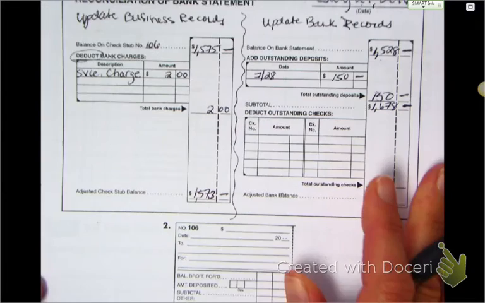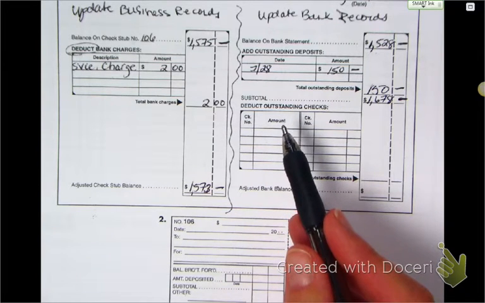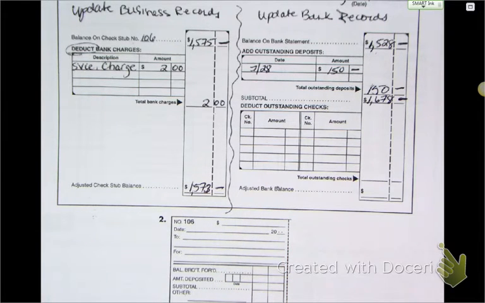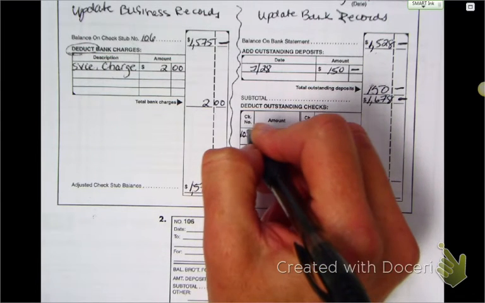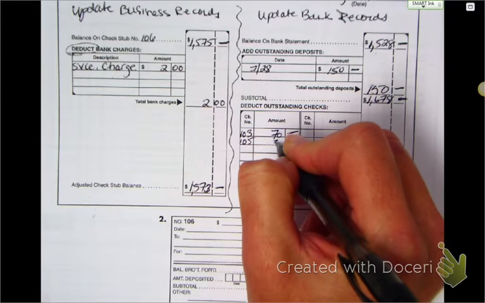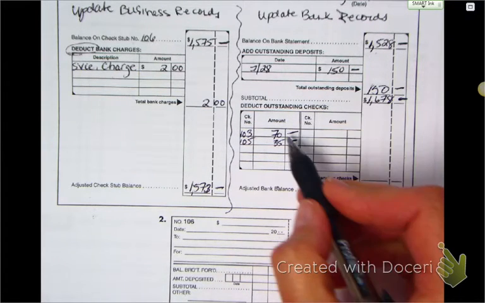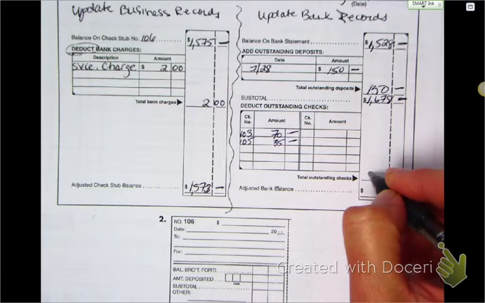And now the next piece is to deduct outstanding checks. So let me see who I haven't picked on. Michael, Ravalli. What are the outstanding checks? Are there any? 103 for $70. Okay. And 105 for 35. Okay. And then what? And then you total it, so 105. Good. So we're going to total that and we get 105.